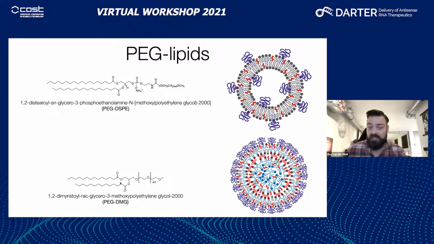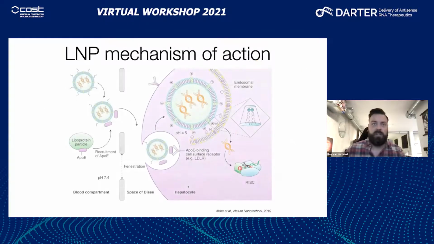It has C14 tails and it's considered a diffusible PEG lipid because it dissociates from the particle in the presence of a lipid sink, for example, when you inject it in the blood. And this really facilitates LNP uptake by cells, by hepatocytes. And the way that works, it looks like this.